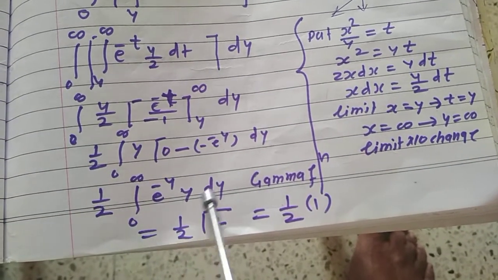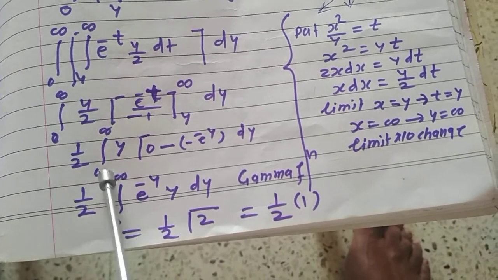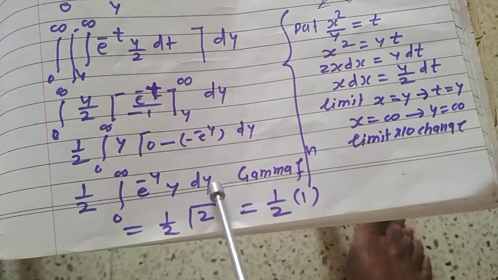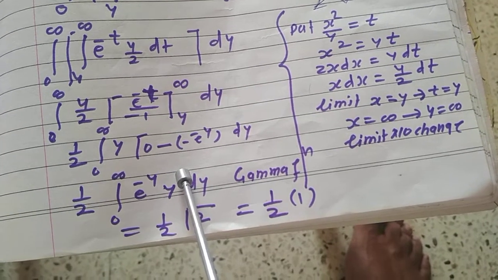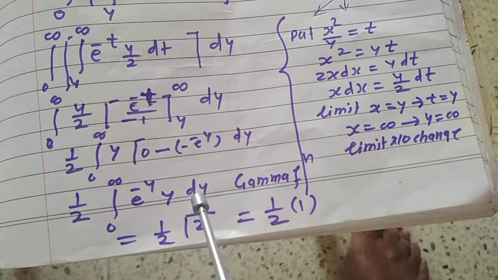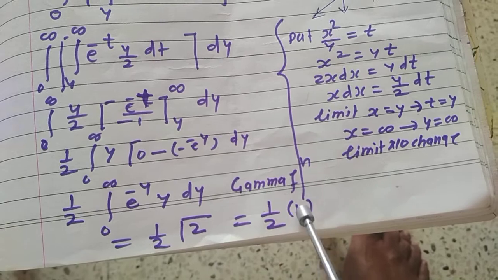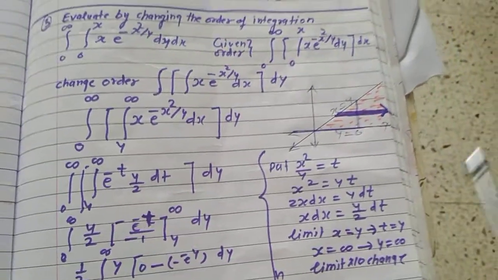This is a special type of integration. Remember, in mathematics 2, integral from 0 to infinity of e raised to power minus any variable raised to any power is called the gamma function. What is the power of y? 1. So the answer is gamma 2. And the answer of gamma 2 is equal to 1. That's why the answer of this problem is half. So this is the change the order problem.